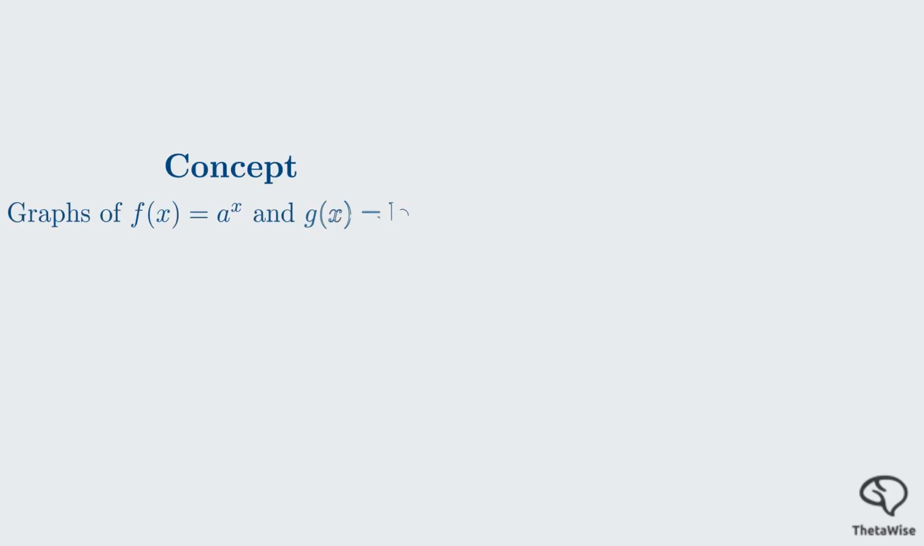Concept: graphs of f of x equals a to the power of x, and g of x equals log base a of x. Because logarithmic and exponential functions are inverses, their graphs are reflections of each other in the line y equals x.